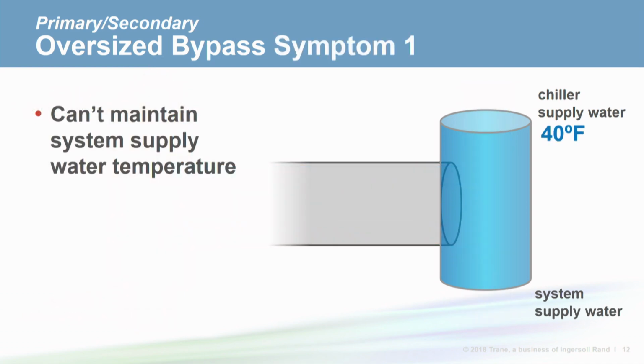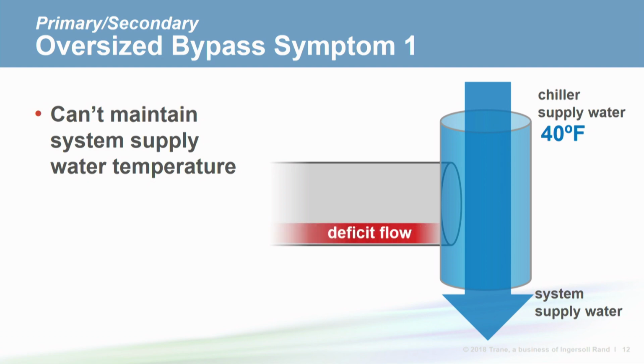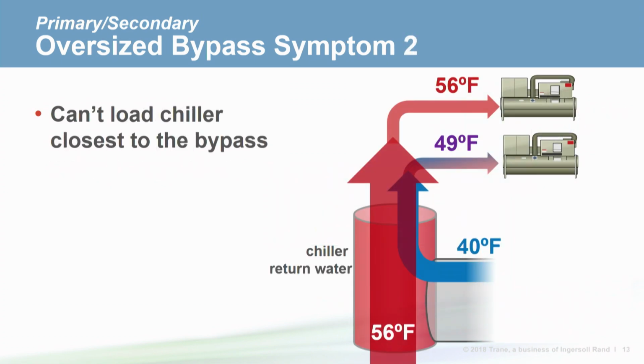One symptom of this occurring is that the supply water temperature to the coils is higher than the chiller leaving water temperature. Another symptom is that the chiller closest to the bypass receives mostly cold water, since that water doesn't mix with the warm system return water. This decreases the return water temperature to that first chiller, and it becomes hard to load that chiller.